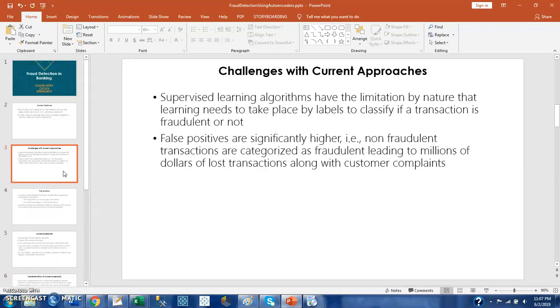Some of the challenges that we face with these approaches. They are supervised learning algorithms and therefore have limitations by nature that learning needs to take place by labels to classify if a transaction is fraudulent or not. The second challenge that we face is false positives are significantly higher. That is, non-fraudulent transactions are categorized as fraudulent, leading to millions of dollars of lost transactions, along with customer complaints.